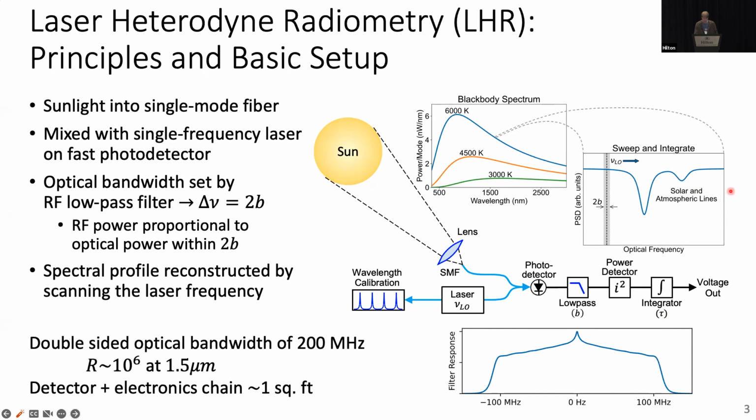For our system, we use a 100 megahertz low-pass filter, and along with the other RF components, this sets a point spread function shown below, which has a double-sided optical bandwidth of 200 megahertz, a resolving power of 1 million in the 1.5 micron region. That's pretty good for a spectrometer that takes up less than a square foot. And that footprint could easily be less if the electronic components were integrated together.